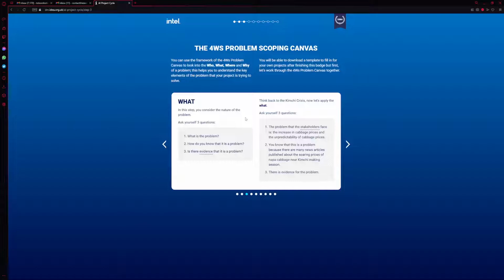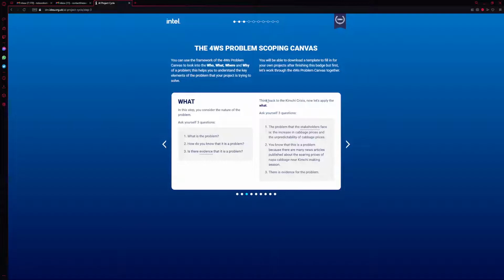So in this step, you consider the nature of the problem. Ask yourself three questions. What is the problem? How do you know it's a problem? Is there evidence that it is a problem? Evidence is information that provides something that is true. Think back to the kimchi crisis.